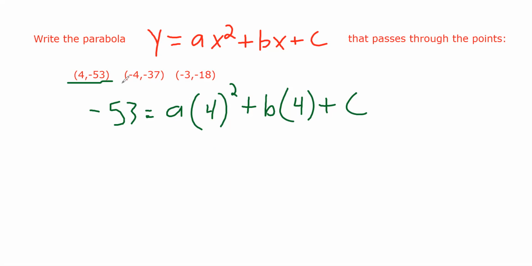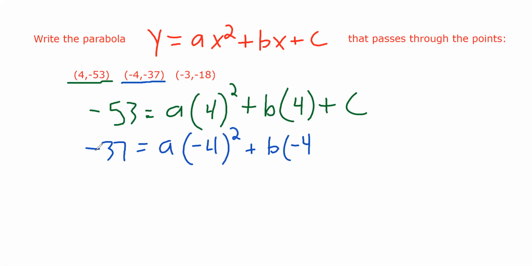Next up, check out this second point. This second point says you have an x value of negative 4 and a y value of negative 37. So that leads you to the equation negative 37 equals whatever A is, whatever the coefficient of the x squared term is, times negative 4 squared plus whatever B is times negative 4 plus whatever C is.